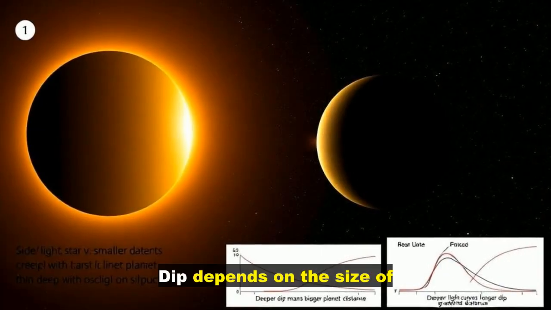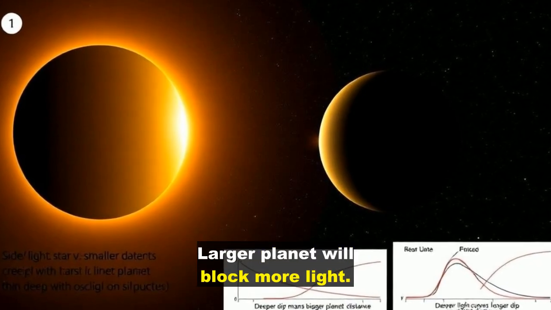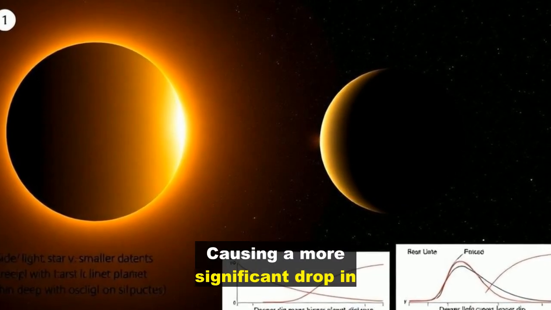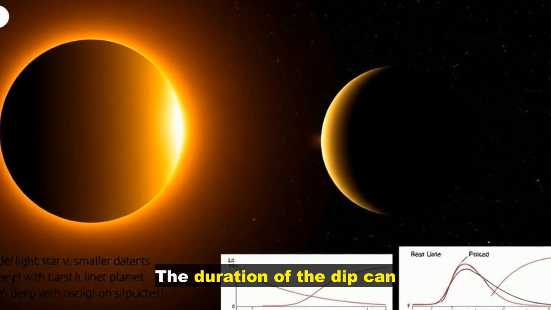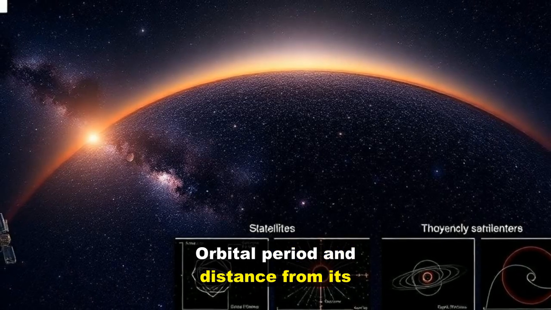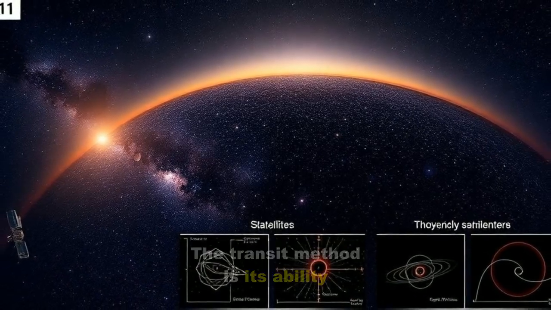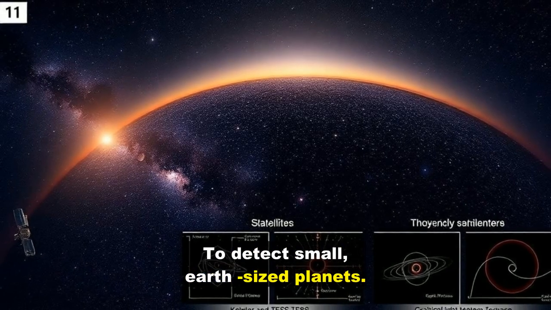The depth of the dip depends on the size of the planet relative to the star. A larger planet will block more light, causing a more significant drop in brightness. The duration of the dip can also provide information about the planet's orbital period and distance from its star. One of the main advantages of the transit method is its ability to detect small, Earth-sized planets.